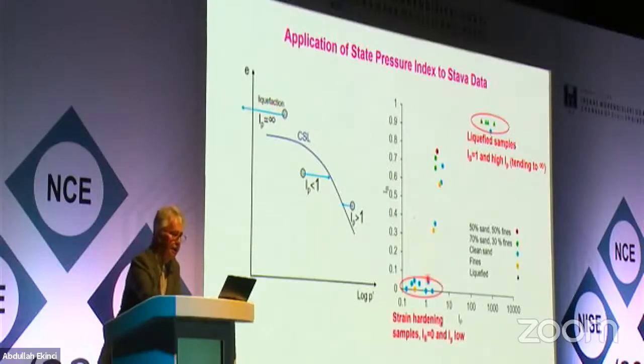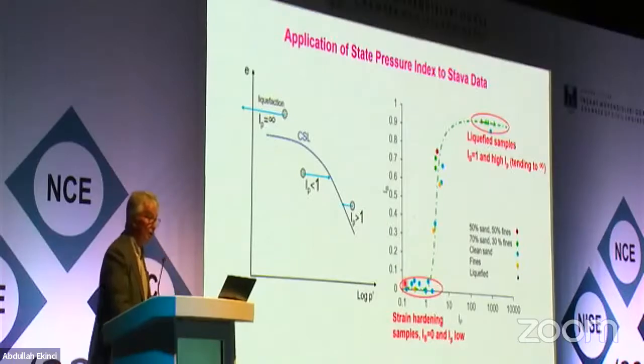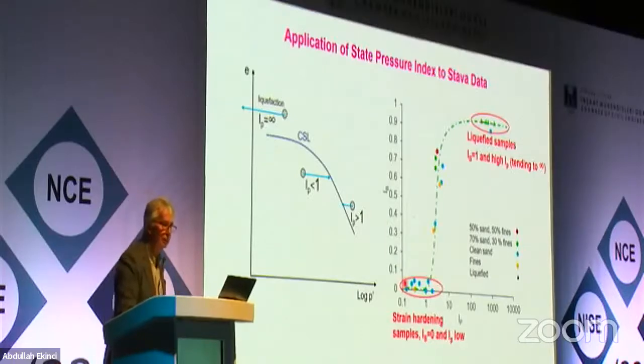The strain hardening samples, these ones down here, are a low IP, less than 2, I said. And IB, of course, is 0 because that's strain hardening. I can fit a unique curve through those data, can't I? More or less, it works quite well. And it's working quite well no matter what the soil is, no matter what the tailings. It looks good.